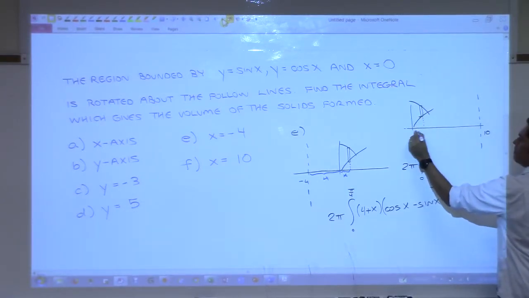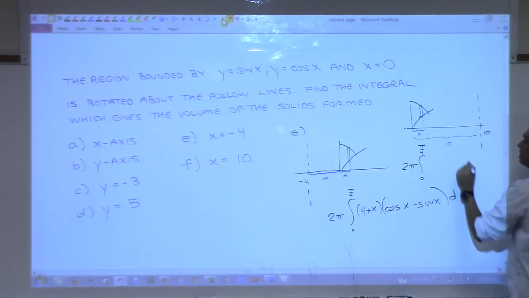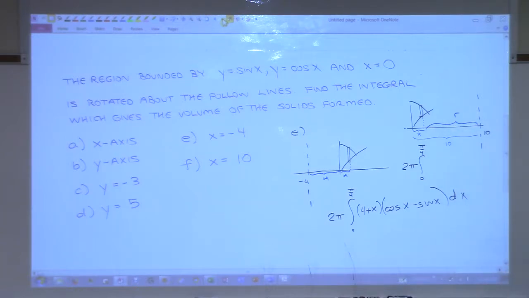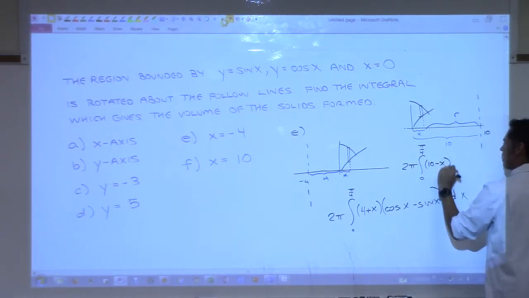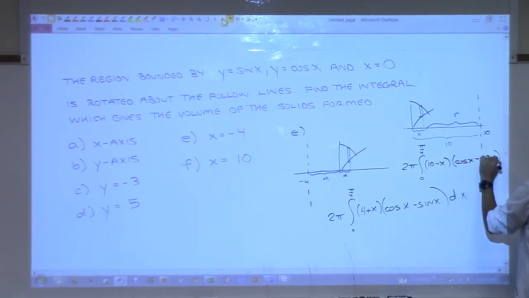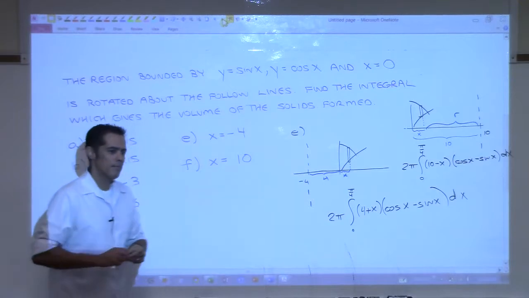From here to here is x, right? From here to here is 10, but we're trying to find from here to here. That's our radius, right? So what's that? 10 take away x. So this is going to be 10 take away x, that's my radius, and then top minus bottom again. Cosine minus sine dx, done. Okay, those are the integrals. It's so easy when you do it. It is.